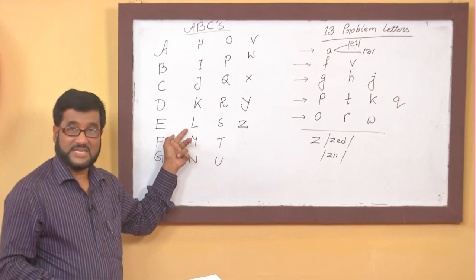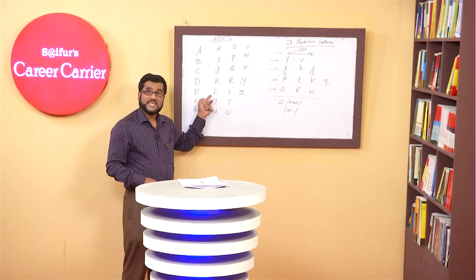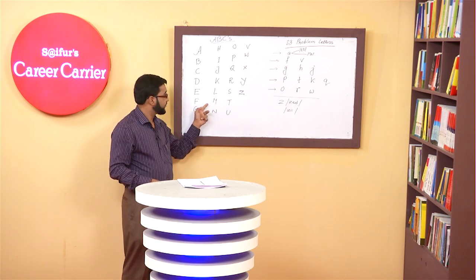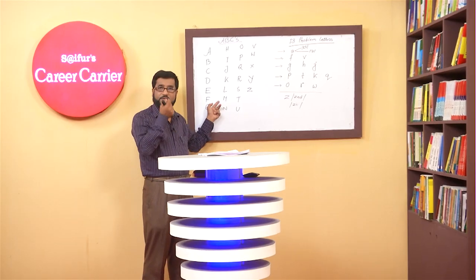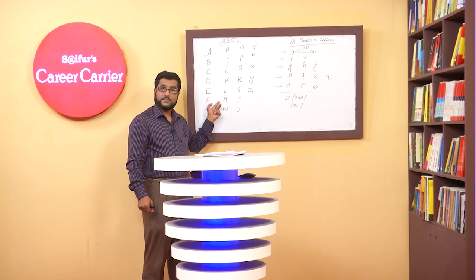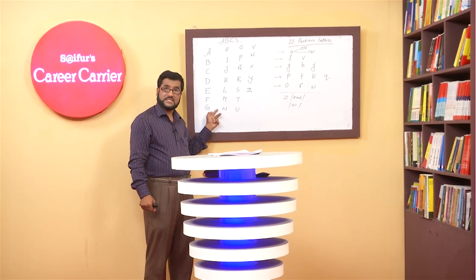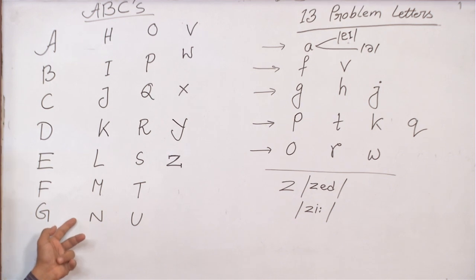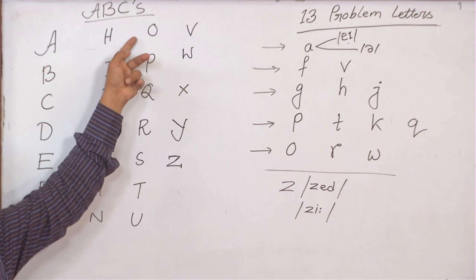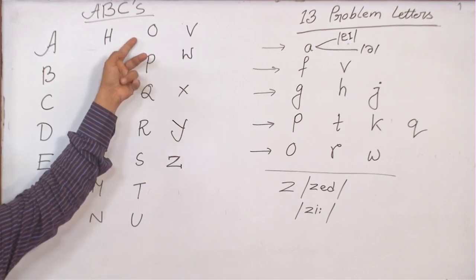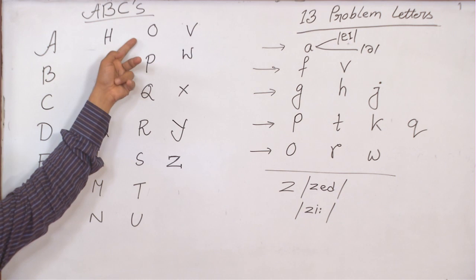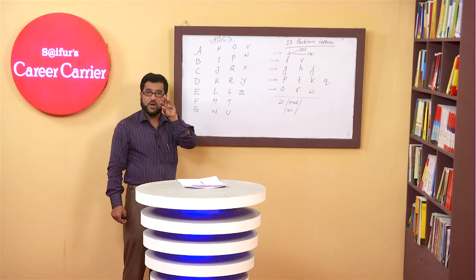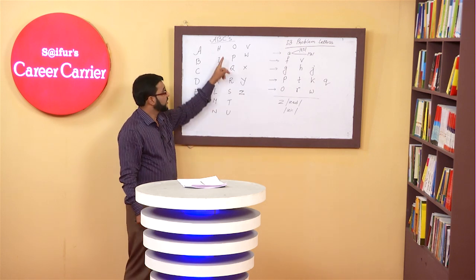L. Not L. L. M. Look at me. M. Little sound comes out from your nose. M. N. N. This one. In our country, in Bangladesh, students pronounce this letter as O. This is wrong. It will be O. Your lips round like this. O.